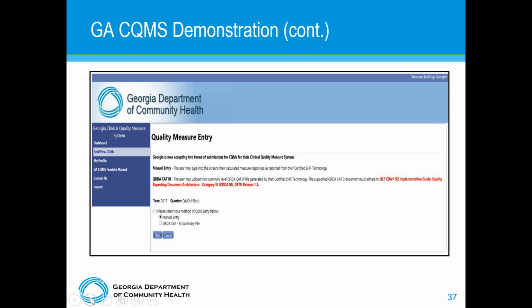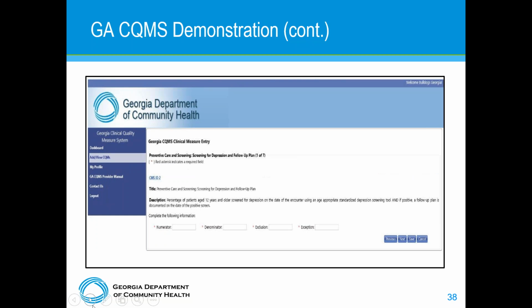Then you'll see two options. There are two options to enter CQM data. When you're entering data, you can either do it manually, and you'll see that there on the second line, as well as we accept a QRDA Cat3 file. And you can work with us to determine the best way to get that into the system.